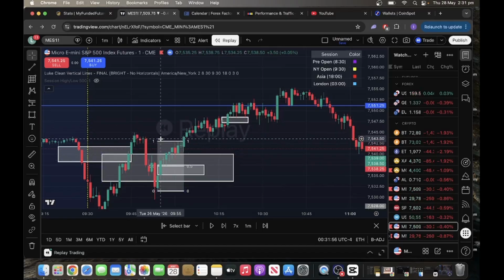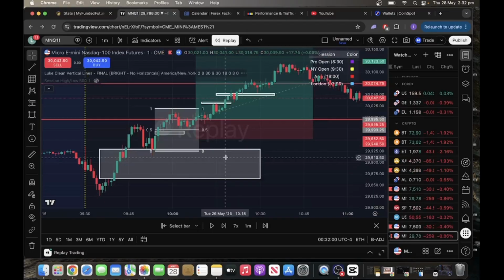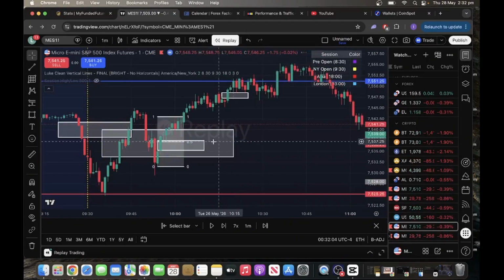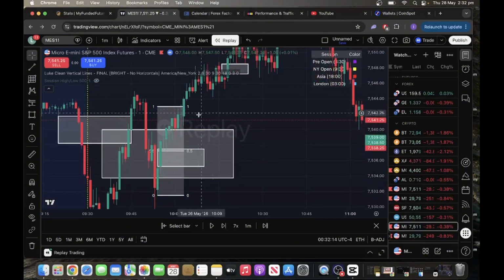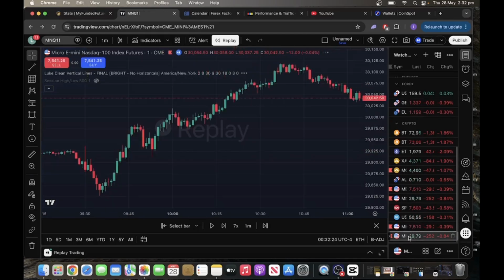at a similar time, so we'll have a look here, 9:54. At 9:54, we created a gap, which we didn't respect, but however, we broke the 1 minute gap that was on the downside. So we actually broke structure on ES on the 1 minute.